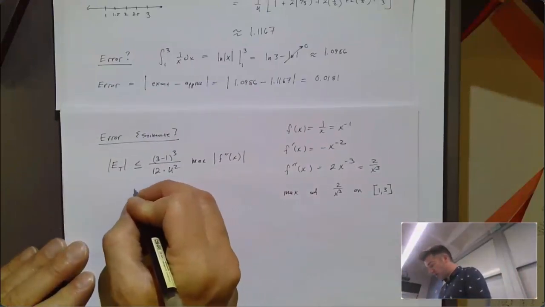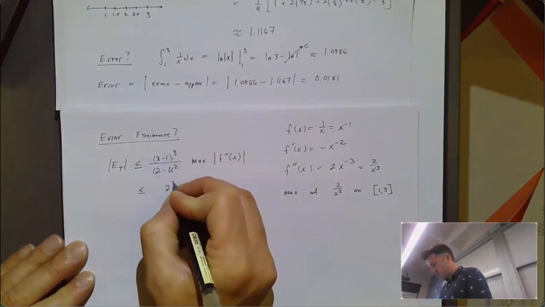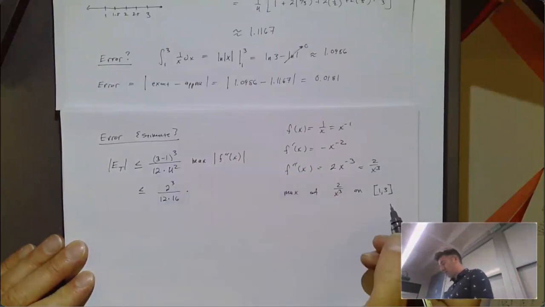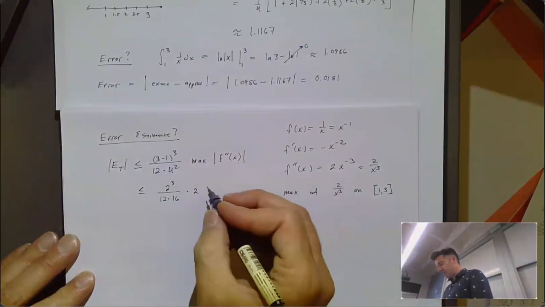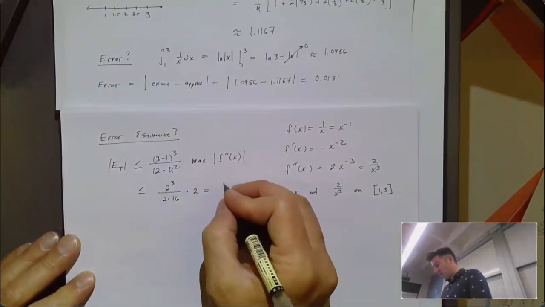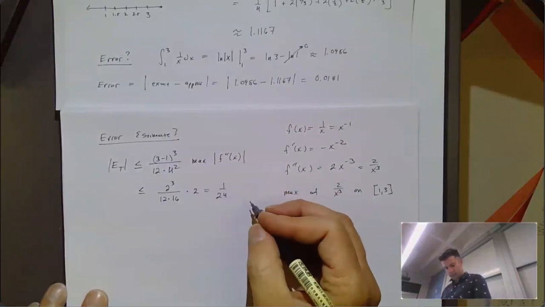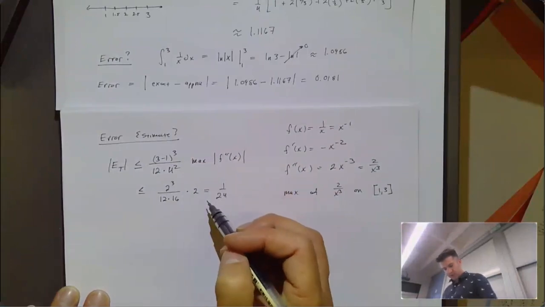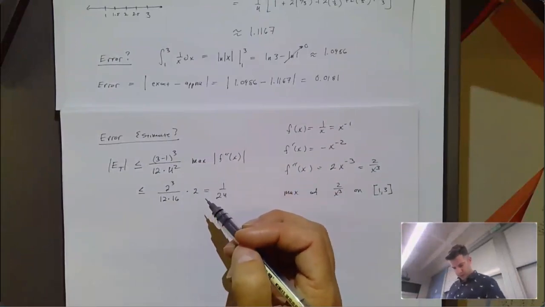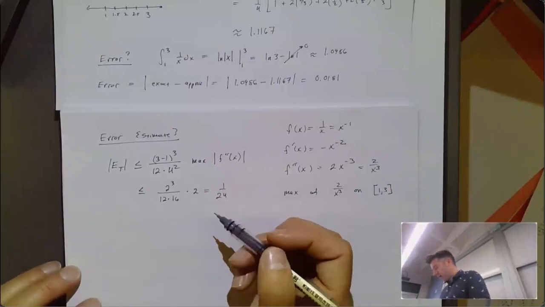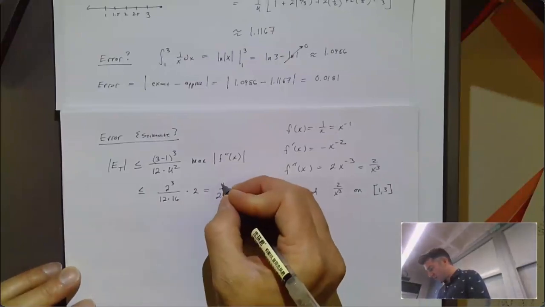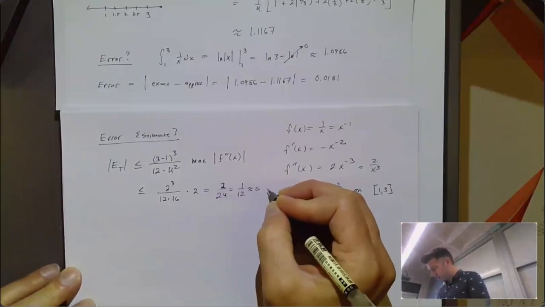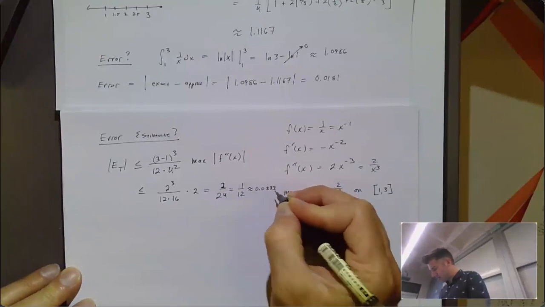So my error here is less than or equal to 2³/(12·16) times the maximum of the absolute value, which is just going to be 2. And that ends up equaling, let's see, 1/24. That looks wrong there. Sorry, let me see. 2, 8, 6. Oh no, I'm wrong. I forgot about this 2 there. Sorry. That's 2/24, which is 1/12, which is approximately 0.0833.